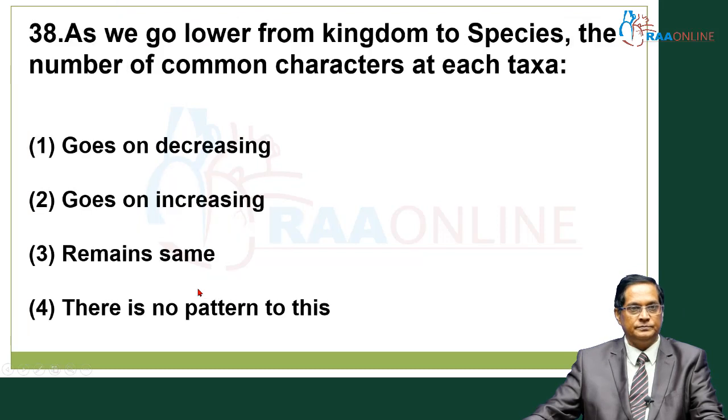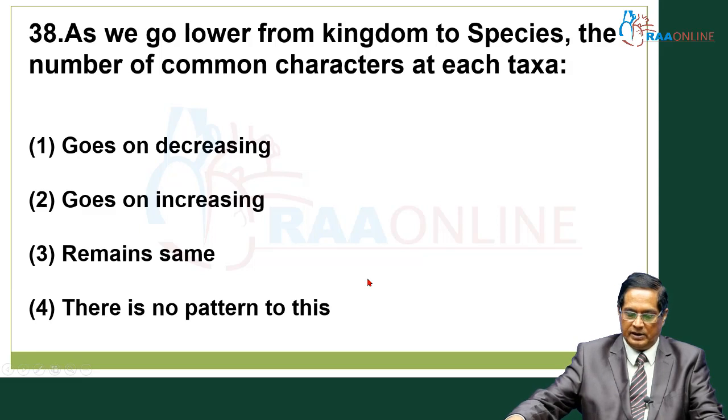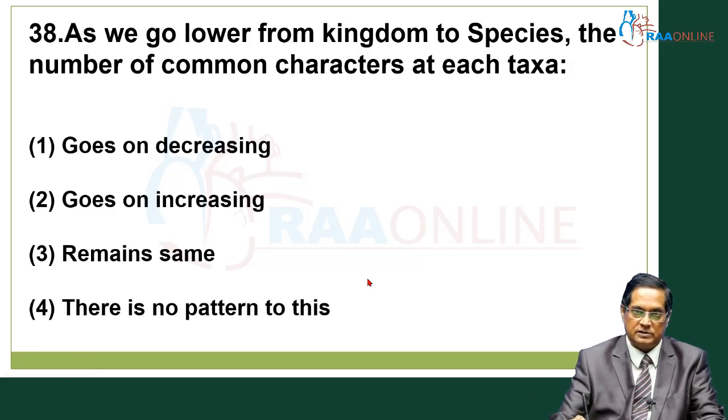Next one. As we go from kingdom to species, kingdom is the highest category, species is lowest.